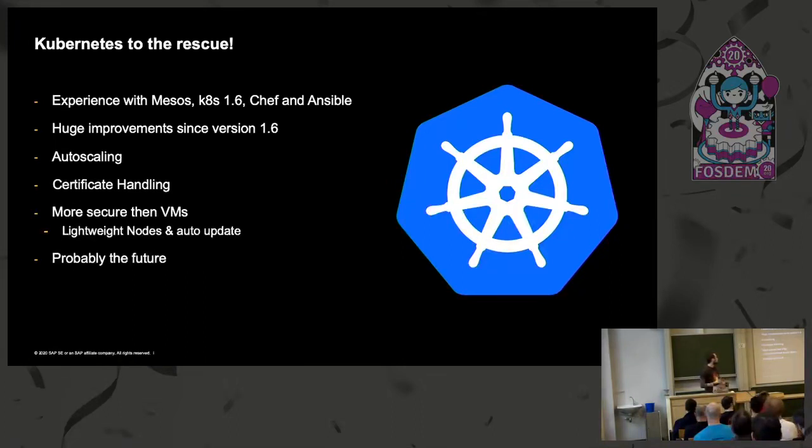For us, it's more secure than VMs. You might know the one or the other snowflake VM sitting around somewhere that has not been touched for a year or two. We know the same problem. On Kubernetes, you have a node. It's super lightweight. There's nothing on it. It's auto-update. You don't care about the underlying operating system. You just assume that it's there, and it's there. It's my personal opinion that the last one is probably the future.